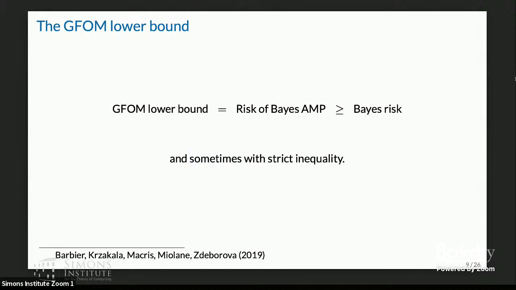Now what have we established? That the optimal first order method is, in fact, this Bayes AMP algorithm. Of course the risk of Bayes AMP is bigger than the Bayes risk, but what's interesting is that sometimes it's strictly bigger than the Bayes risk in these high dimensional regression models. We know from these authors what the Bayes risk is and what the risk of Bayes AMP is, and so we can identify exactly what these gaps are.